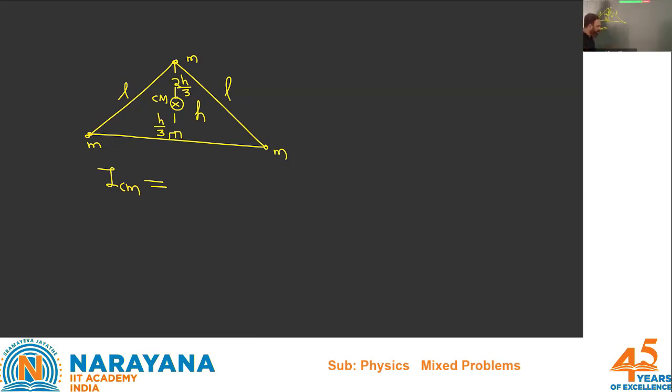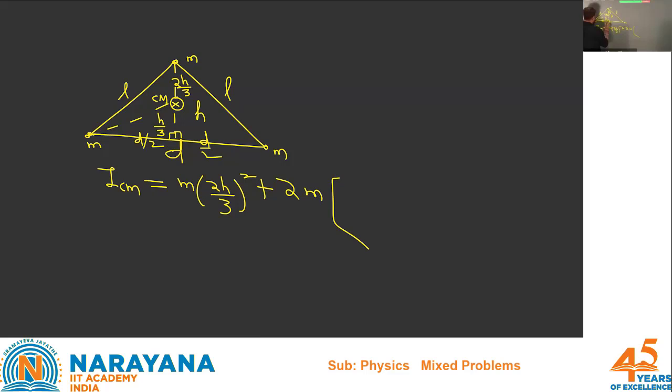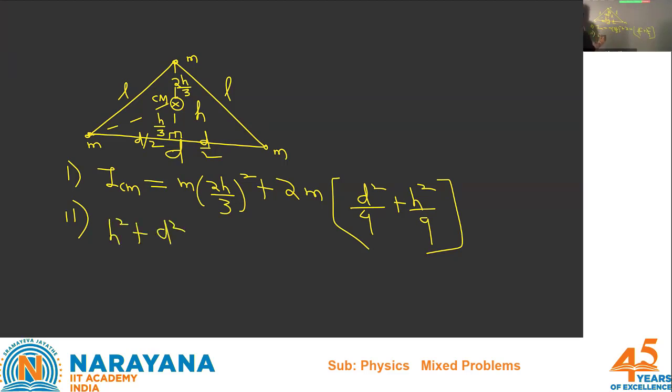So I think it comes out as, for the top mass, it is m into 2h by 3 the whole square. And there are two more, m into, and you understand this distance square, which is, if this was D, so let me write D by 2, D by 2. So D square by 4 plus h square by 9. This is my ICM, first equation. And obviously I know that h square plus D square by 4 is equal to L square.